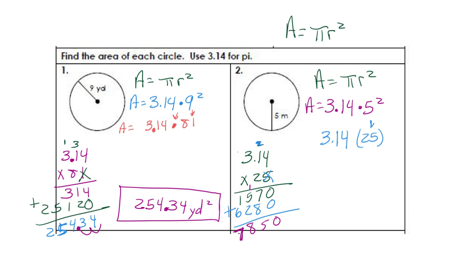Now, almost done, but I notice I have to look up here. How many digits do I have behind a decimal on either of these two numbers? Well, there's none here, but I have 2 here. So I now need to input the decimal back in 2 spots. So 78.5 meters squared.